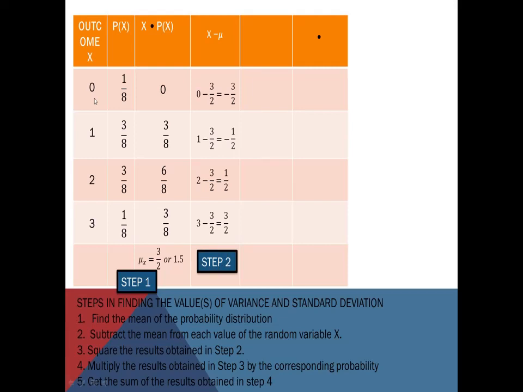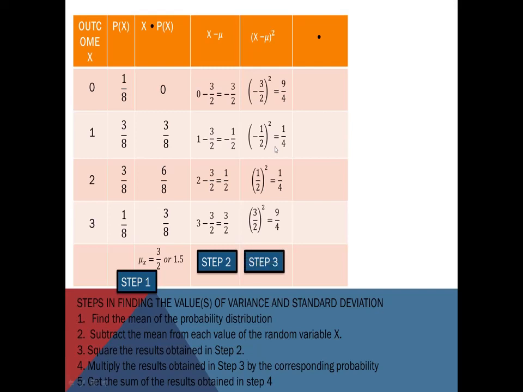Now, step 3, we need to square the results of step 2. Negative 3 over 2 squared: negative 3 times negative 3 is positive 9. Positive 2 times positive 2 is positive 4. Negative 1 times negative 1 is positive 1. Positive 2 times positive 2, positive 4. So, and so on and so forth. Okay? So that is step number 3.